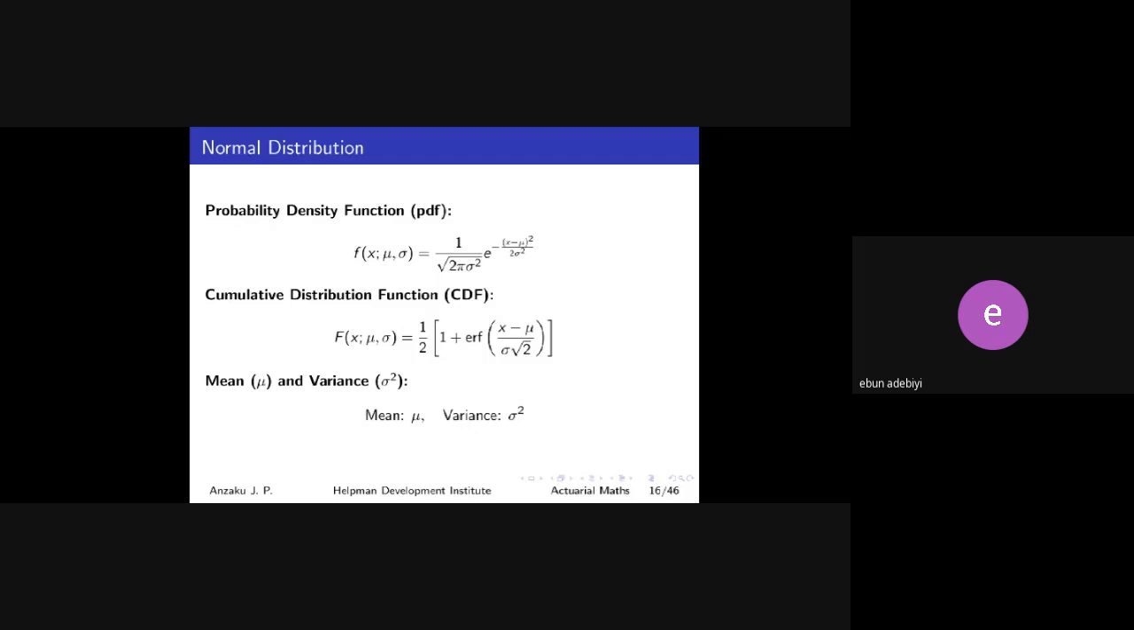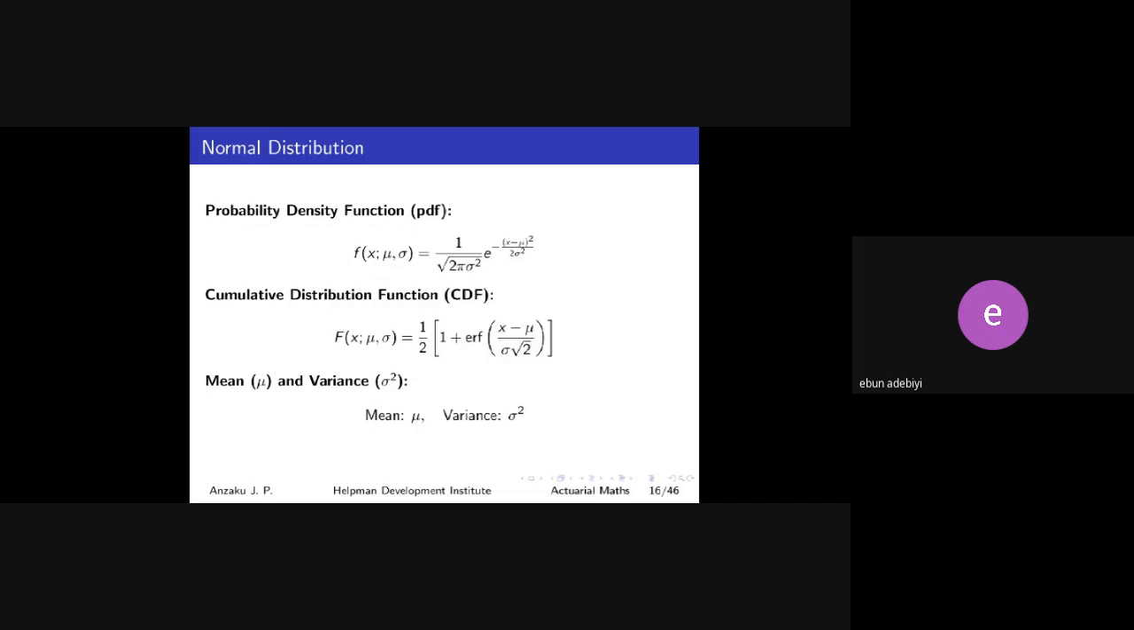All right, the normal distribution. The PDF of the normal distribution is given by this. Here we see that the PDF of the normal distribution has two parameters, mu and sigma. Mu is the mean, while sigma here is the standard deviation.